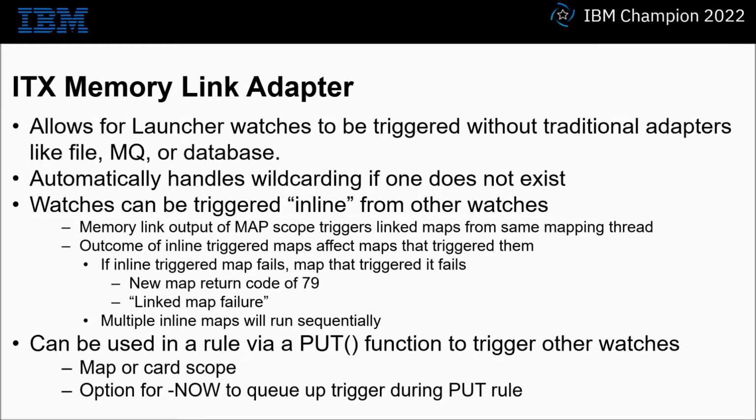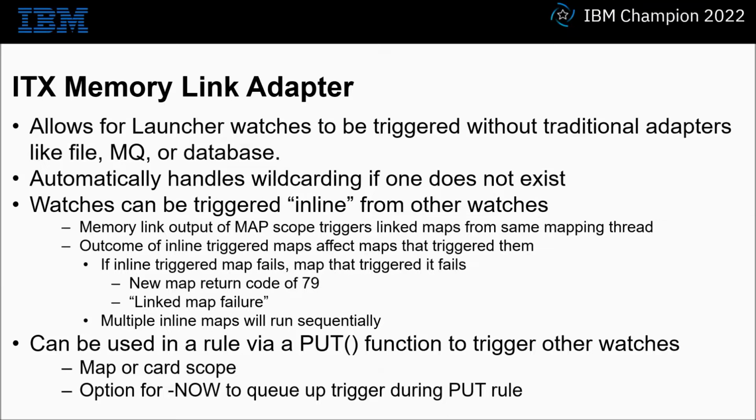The ITX MemoryLink Adapter allows for launcher watches to be triggered without traditional adapters like file, MQ or database being involved. It automatically handles wildcarding if one does not exist. Watches can be triggered inline from other watches, and the MemoryLink output of the map scope triggers linked maps from the same mapping thread. Outcome of inline triggered maps affect maps that triggered them.